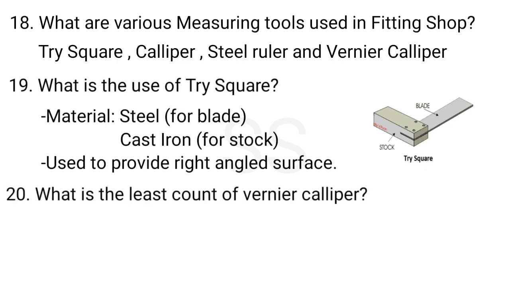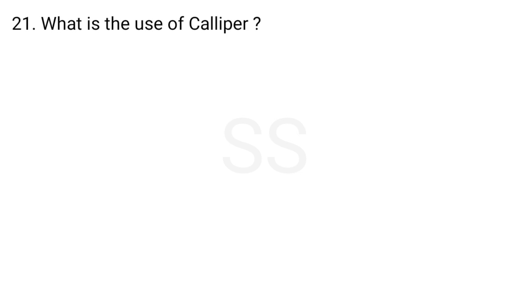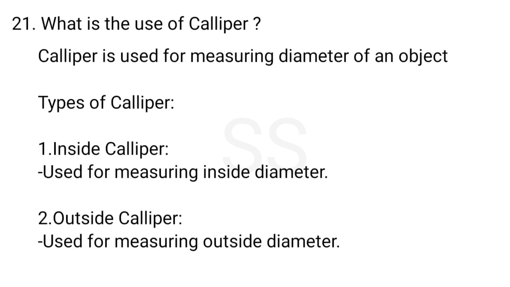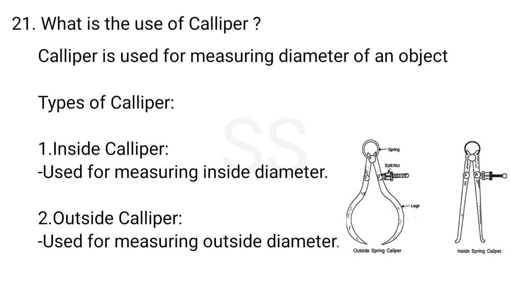What is the least count of vernier caliper? For standard vernier caliper, the least count is 0.1 millimeters. What is the use of caliper? Caliper is used to measure the diameter of the surface. There are two types of caliper. One is inside caliper and other is outside caliper. Inside caliper is used to measure the inside diameter, and outside caliper is used to measure the outside diameter.